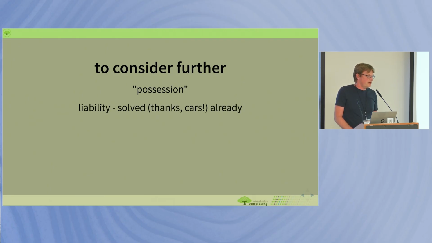Now, I was talking about liability earlier with cars, and thankfully cars have solved this problem for us already. We know that with devices that are much more dangerous than the electronics that we have, it actually works in practice to allow people to repair the devices that they have, because they know that if something goes wrong, they will be liable for that. And so they make the changes carefully and safely.